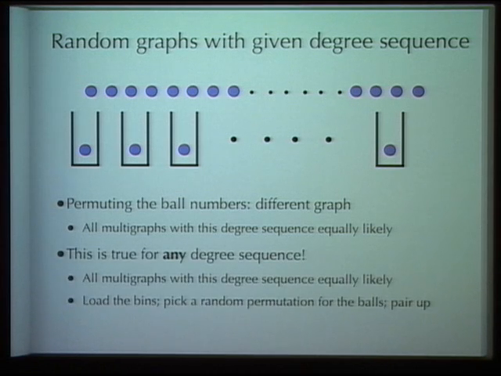And moreover, this is actually true for any degree sequence. The fact that I had a Poisson degree sequence in the case of GNM is actually completely irrelevant. I can simply say, look, here's how many balls I want in that bin. Here's how many balls I want in that other bin. I'll do that for all n bins. Then I pick a random permutation on the balls, and I say 1 and 2 are connected, 3 and 4 are connected, 5 and 6 are connected, and that's it. So this gives me a uniformly random multigraph with that degree sequence. I say multigraph because obviously there is nothing forbidding self-loops or multiple edges.